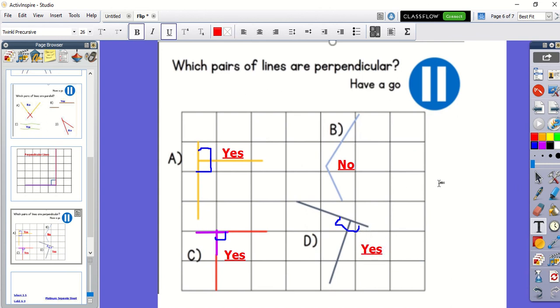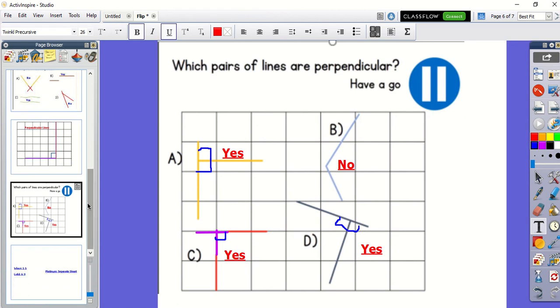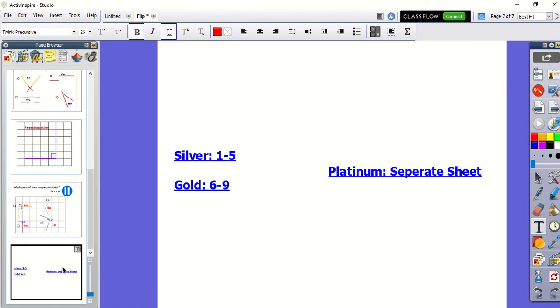And that's as easy as it's going to get today. Nice and simple, isn't it? Can you make a right angle? Yes, it's perpendicular. Will the lines ever meet? No, it's parallel. Today, silver is questions 1 to 5, and gold is questions 6 to 9.